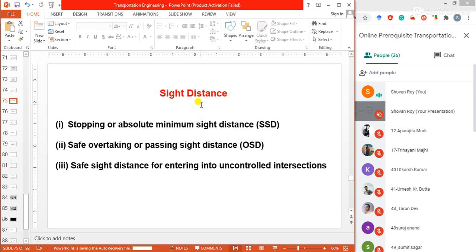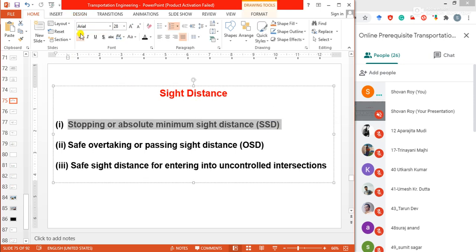Okay. Three types of sight distance: stopping or absolute minimum sight distance, safe overtaking or passing sight distance, and third is safe sight distance for entering into an uncontrolled intersection. These two types are very important. So stopping sight distance SSD and safe overtaking or passing sight distance OSD. These two types of sight distance are very important for our design. As a highway engineer, these types of sight distance are very important.